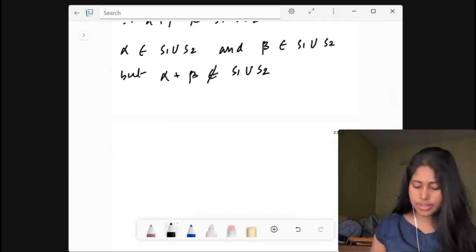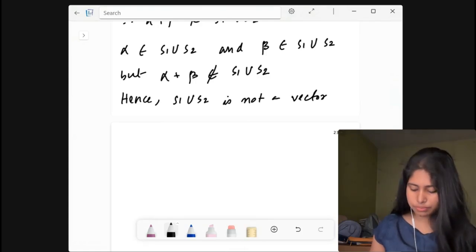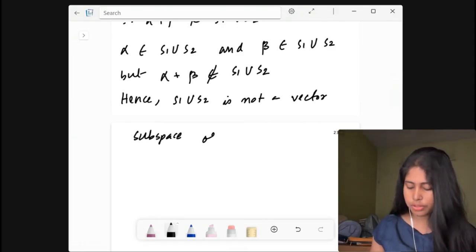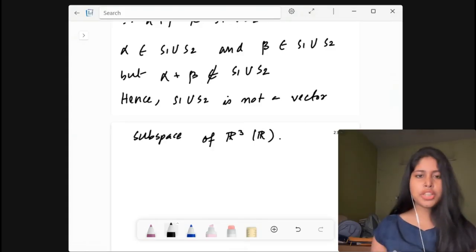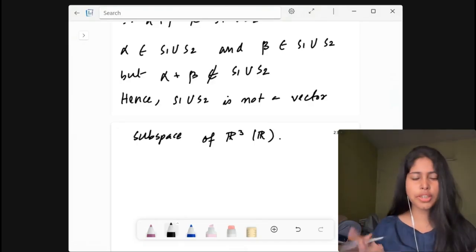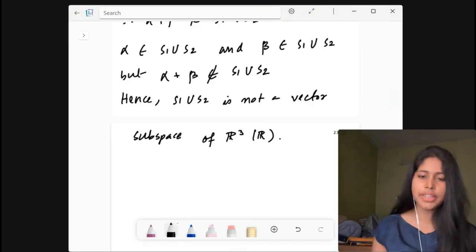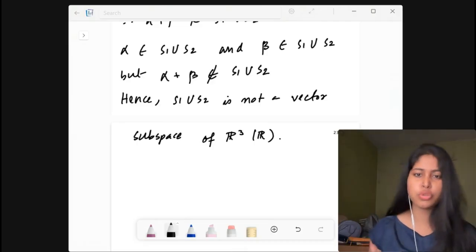And hence, we can say S1 union S2 is not a vector subspace of R3 over R, right? So this was a counter example for why, when we are considering two subspaces, the union need not be a subspace. Then we will come to the next topic, which is linear sum of two subspaces.